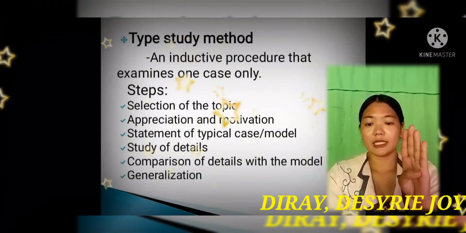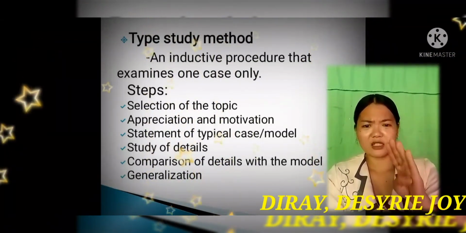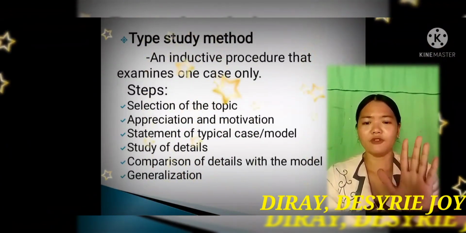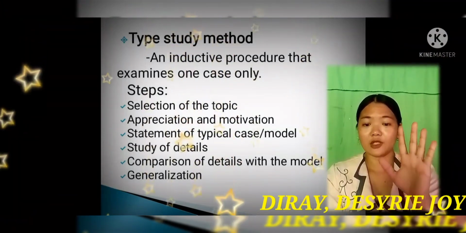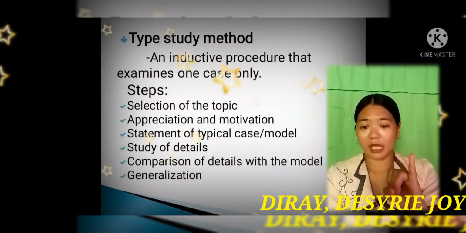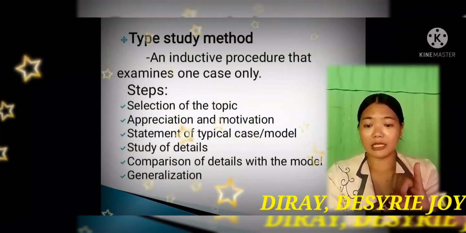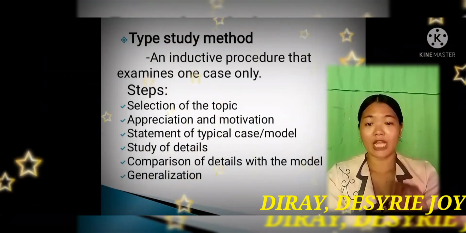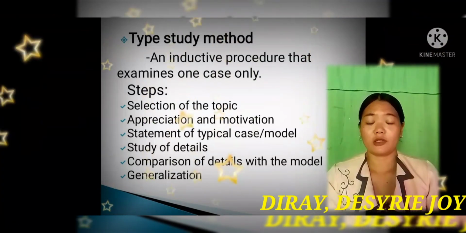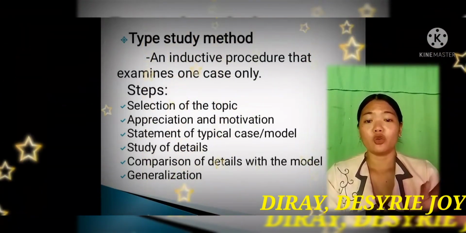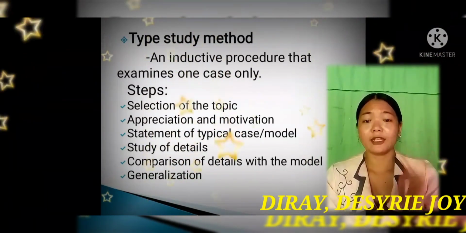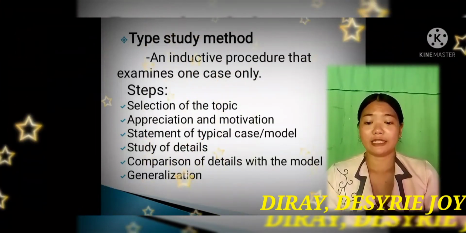Fourth one is the study of details. So, what is inside their topic? Also, what are you going to do within this topic? The fifth one is comparison of details with the model. You have to compare the model you make in step 3 and the details you make in step 4. So, last, the sixth one is generalization. You have to summarize it all and direct to the point about the selected topic.